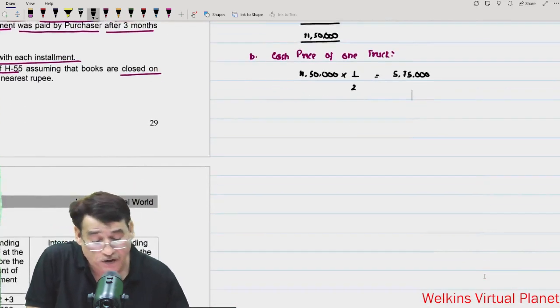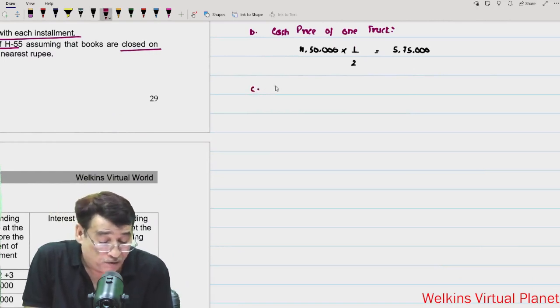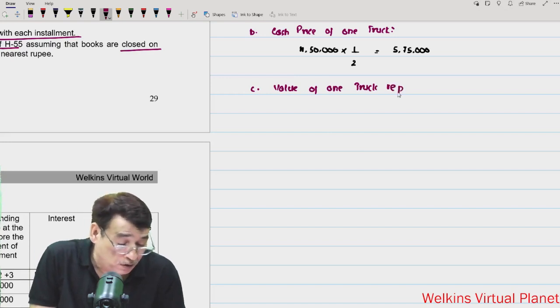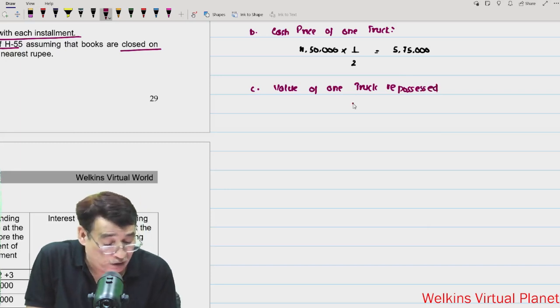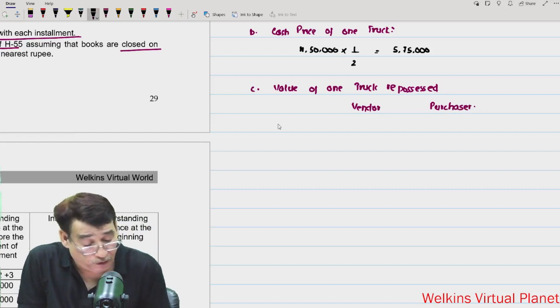Now, after this particular step, the next one which we are supposed to do under partial repossession is to find out the value of 1 truck repossessed. So the value of 1 truck which is repossessed, we have to find it out. And which is not a very tough nut to crack. However, we have to find the value from the perspective of the vendor and from the perspective of the purchaser, as we normally do, so that we are able to find out the amount of loss at the initial stage itself. First of all, we will write here cost price.